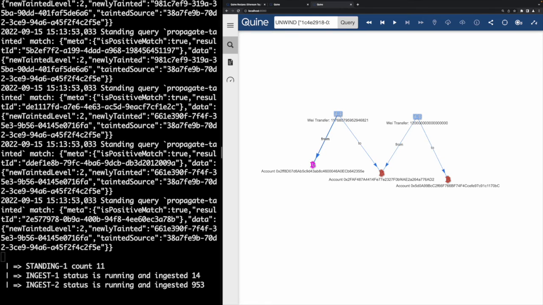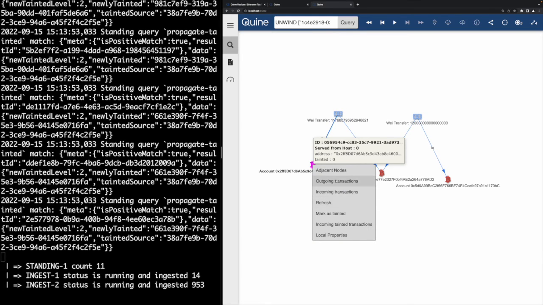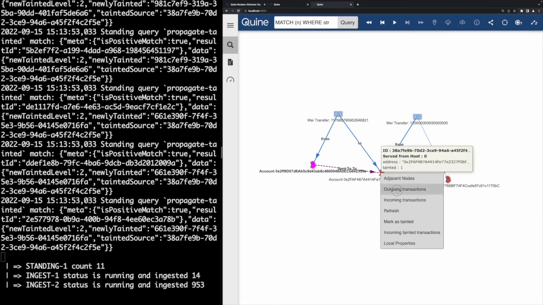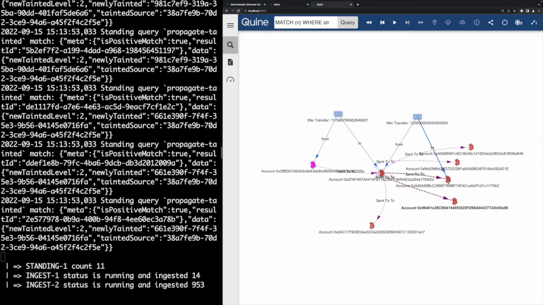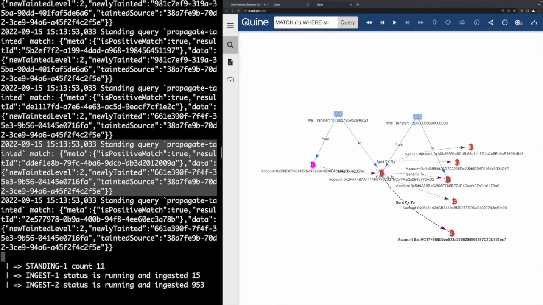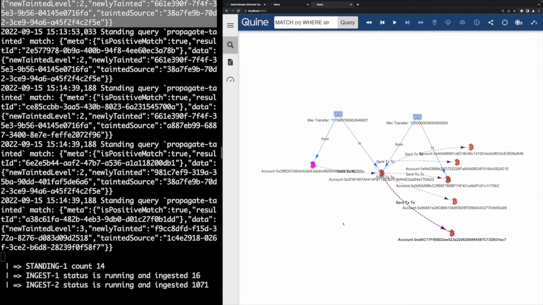As we look at this data, we can also explore it a little bit and see what other outgoing transactions occurred. And you can see that tainted funds went from this middle account not just to a third account, but to several others. And every time those occur, we get real-time notifications, in this case logged to the console, but they could easily be streamed out to another system via Kafka or Kinesis, posted to Slack.